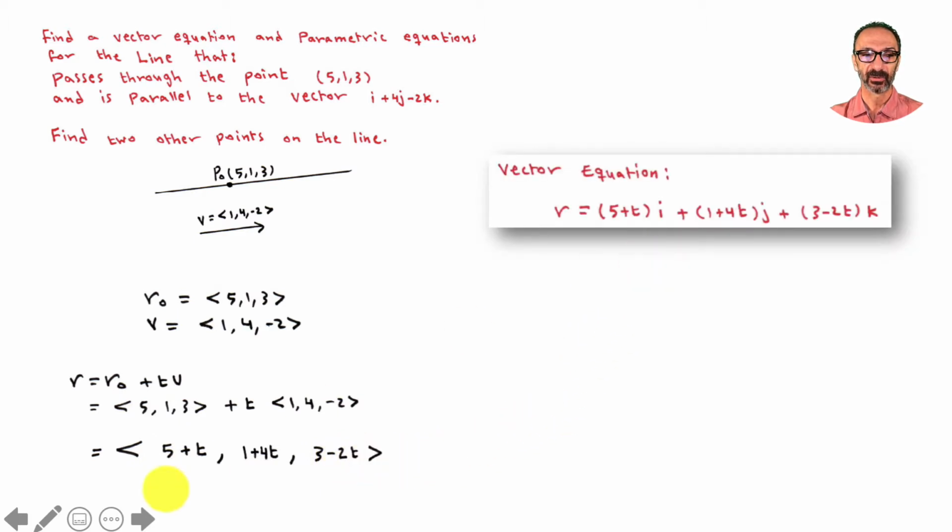The vector equation, rewriting this with I, J, K components. You could leave it that way. That is a vector equation in detail.